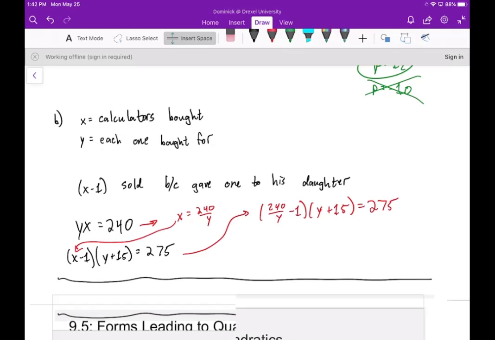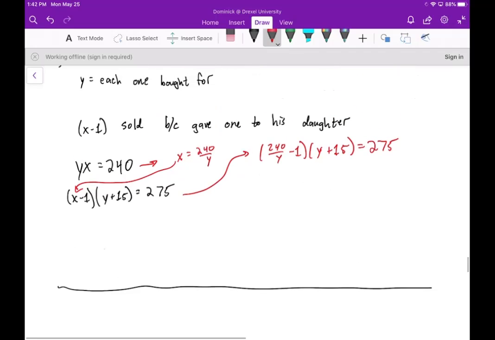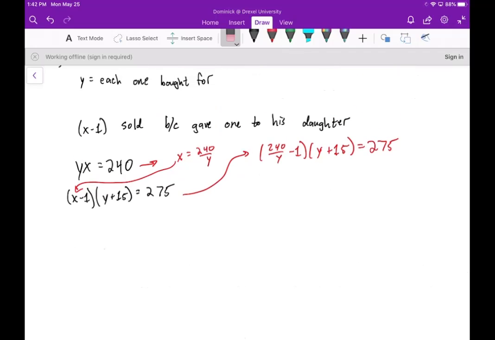So we need to factor this. Okay, so the first thing that we need to do is once we FOIL, we're going to get a 240, and let's see, 240 times 15 is going to give us a 3,600, so we're going to get a plus 3,600 over Y. Then we're going to get minus Y, and then we're going to get a minus 15 equals 275. Well, this 240 and this minus 15 will give me a 225.